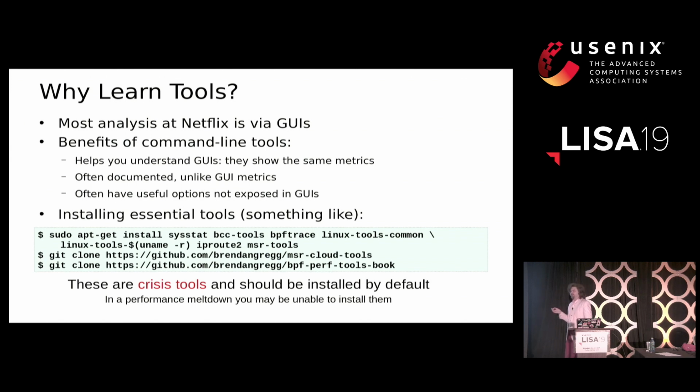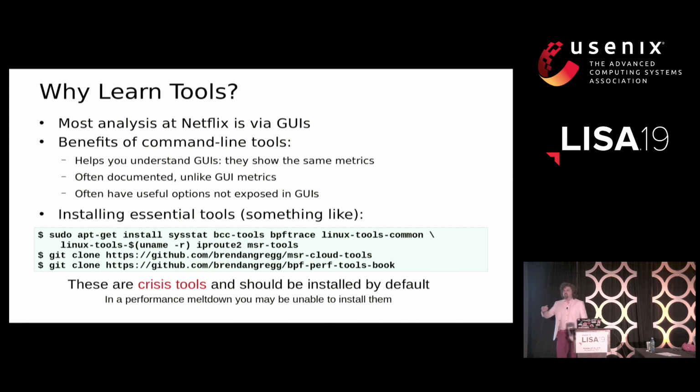But there is a benefit from learning these command line tools you use over SSH. One is these tools show the same metrics you see in GUIs. Have you ever used a performance monitoring GUI and you're like, what the heck is this metric? How often are they clearly documented in the GUI? Not that often. Whereas these tools at the command line, tools like vmstat and iostat and sar and htop, they've been around for decades. There's so much documentation on how to interpret the output.